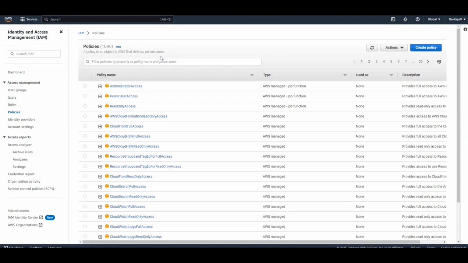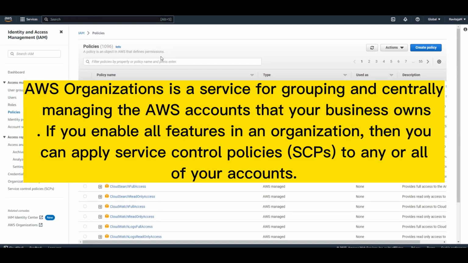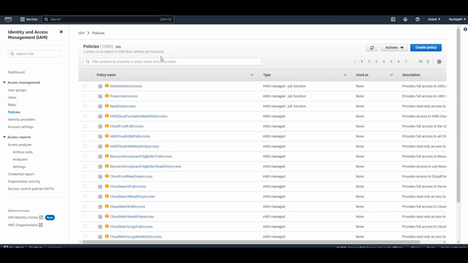Coming to the fourth one, it is organizational SCPs. SCP is nothing but service control policy. Organizational SCPs are policies used in AWS Organizations to centrally manage permissions across multiple AWS accounts within an organization. These policies allow you to set fine-grained restrictions on what services and actions can be performed by accounts or organizational units. SCP helps to enforce security and compliance requirements by limiting the actions that accounts can take. So that is the fourth type, which is organizational SCP.